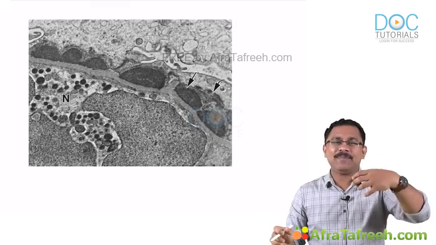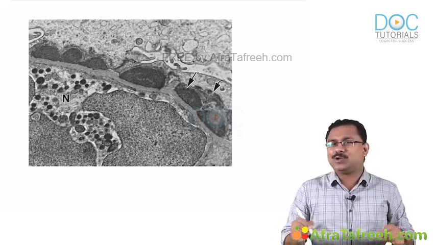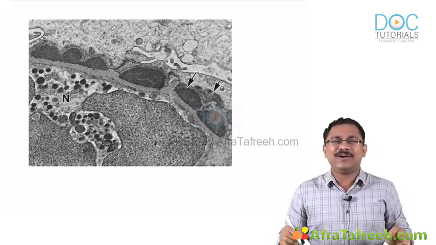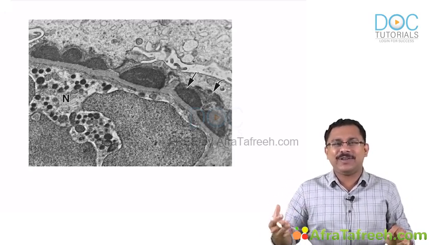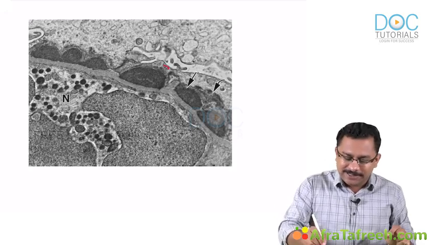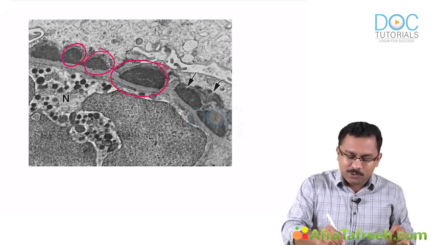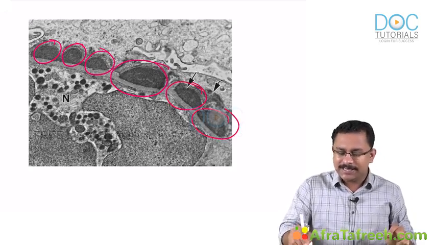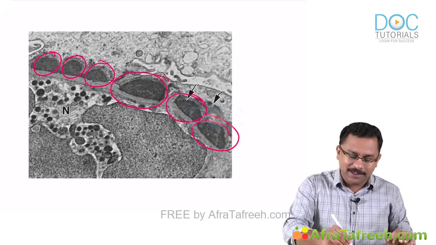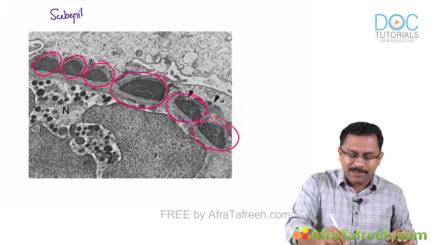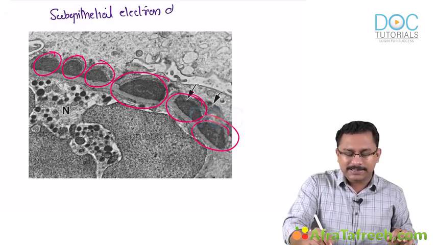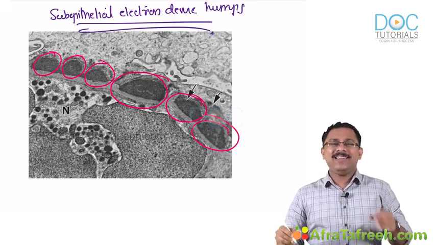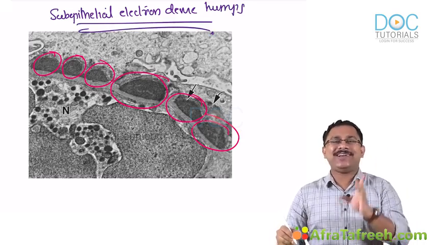Subepithelial humps, like a camel hump. So the electron microscopy finding that you will look for in case of post-streptococcal glomerulonephritis, or infection related glomerulonephritis, is all these humps. Are you able to see certain humps out here? Yes. So this is the subepithelial electron dense humps. That is what you will see in case of infection related glomerulonephritis on electron microscopy.